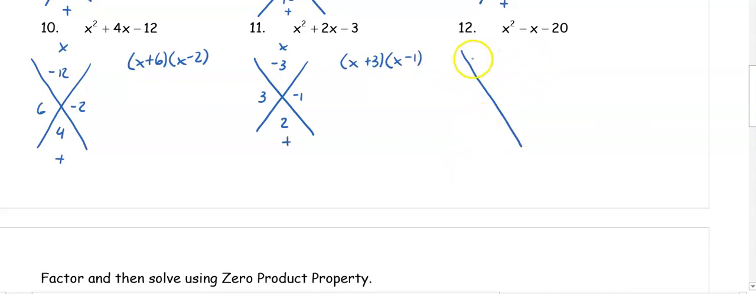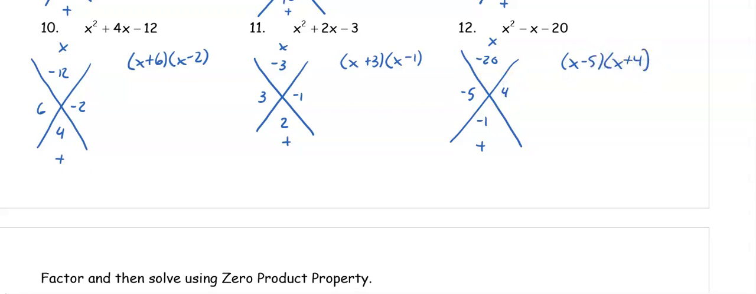In number 12, we want to multiply to negative 20 and add to negative 1. So we want numbers that are really close together, 4 and 5. If we're adding to a negative, our bigger number, 5, is going to be negative, and then 4 is positive. So x minus 5 and x plus 4.